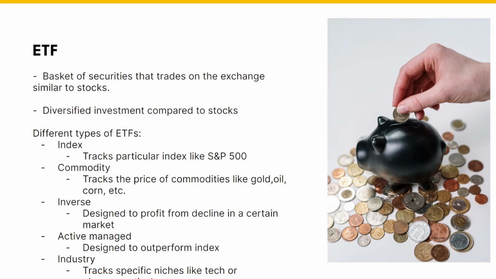Commodity ETFs are for resources such as gold, oil, corn, etc., and essentially track the prices of these. Inverse is designed to profit from the decline of a certain market. Actively managed is designed to outperform the index. And then industry tracks specific niches like tech or pharmaceuticals.